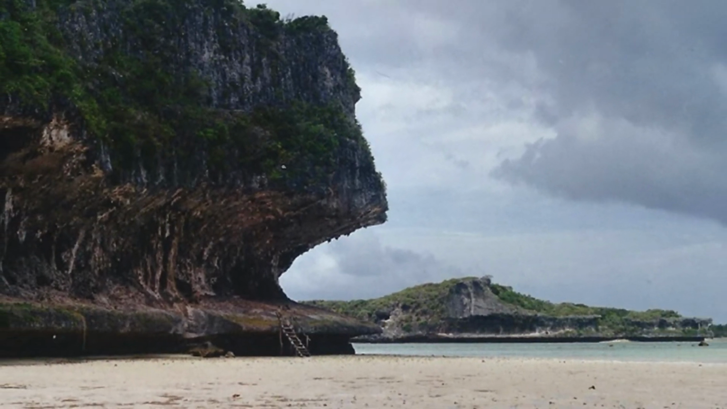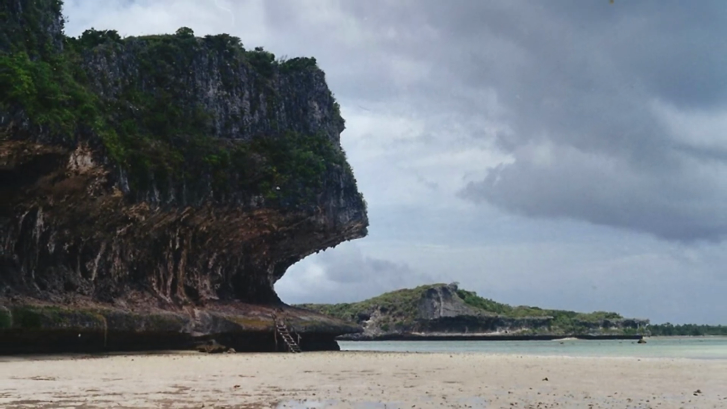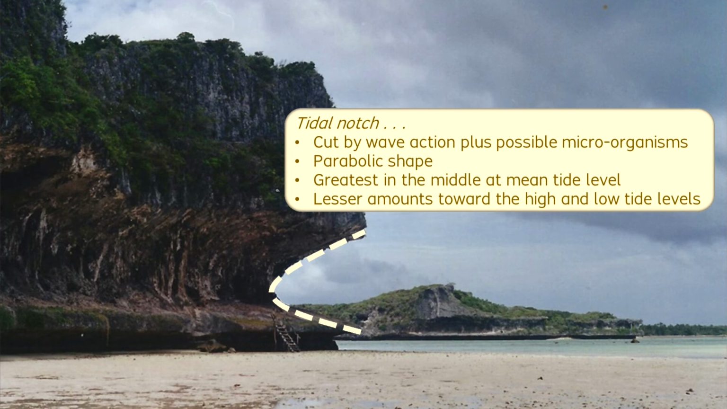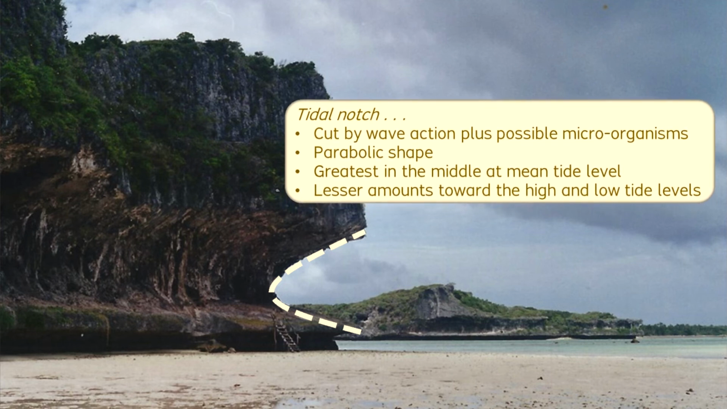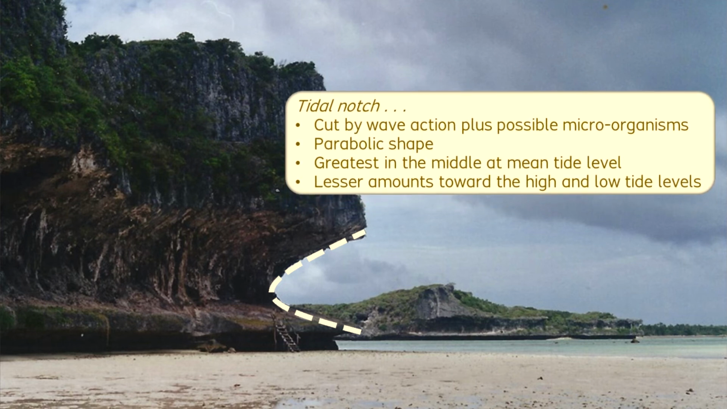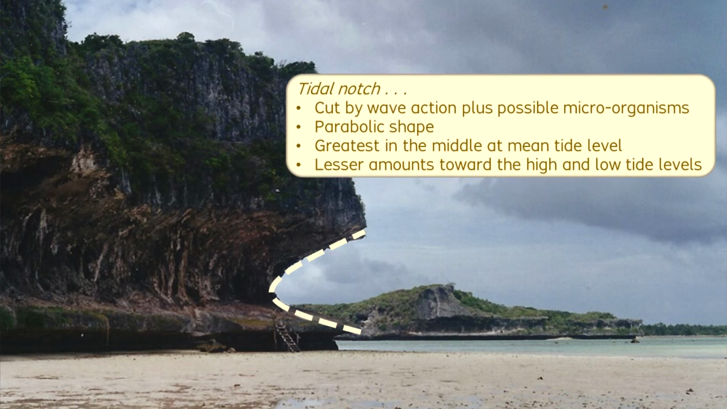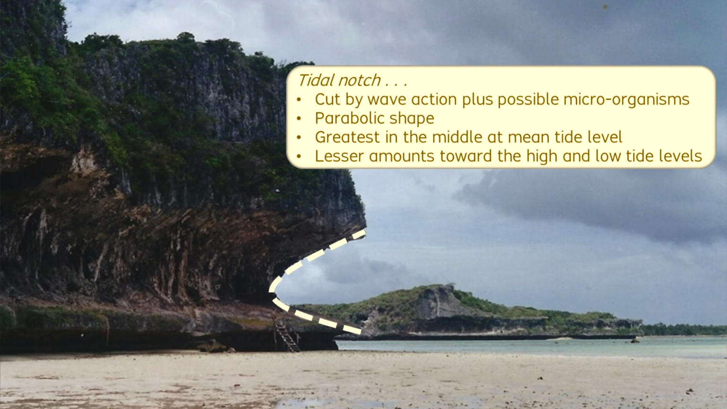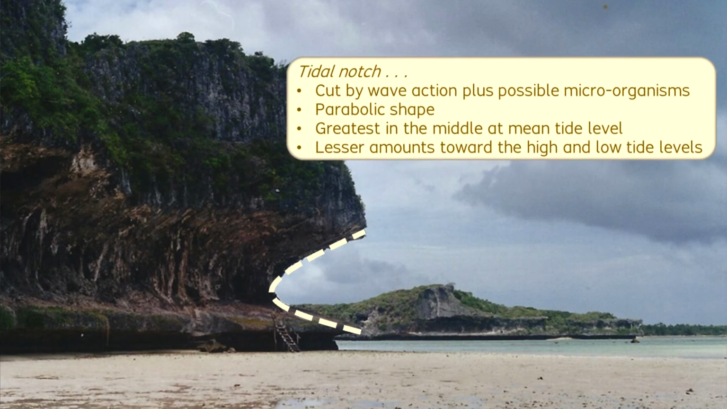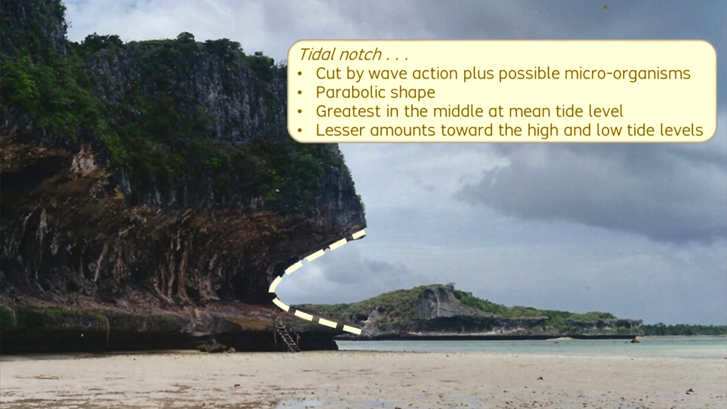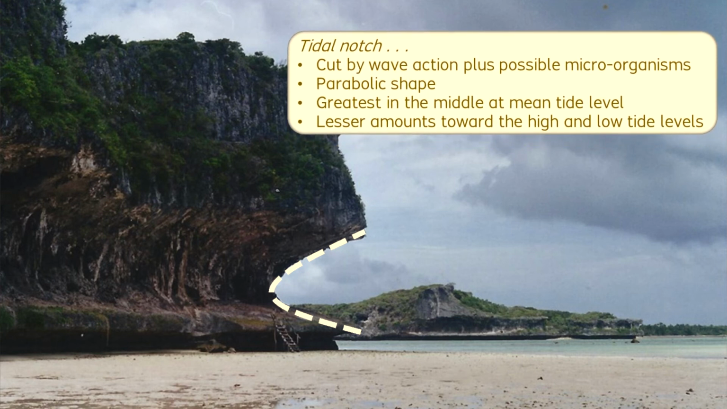A tidal notch typically shows a parabolic shape. The parabola's deepest point represents the greatest amount of repeated tidal impact, for example within the range of the mean tide level that occurred most often throughout time. At the upper and lower ends of the parabola, the tidal impact was less pronounced, for example during the higher and lower tide events that overall were less numerous than the repeated mean tide events.